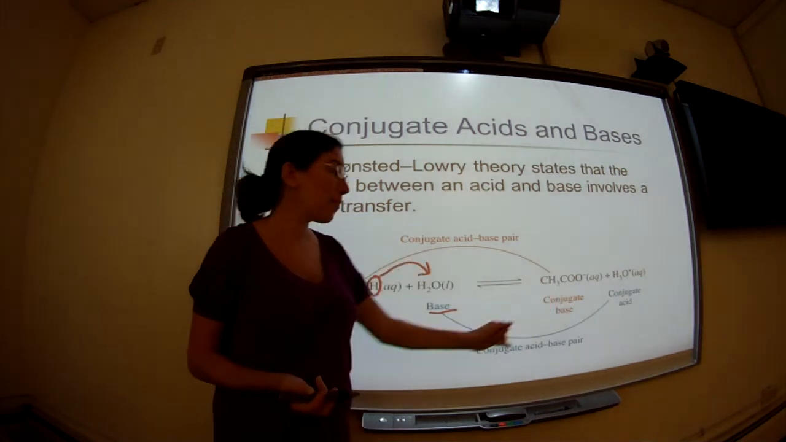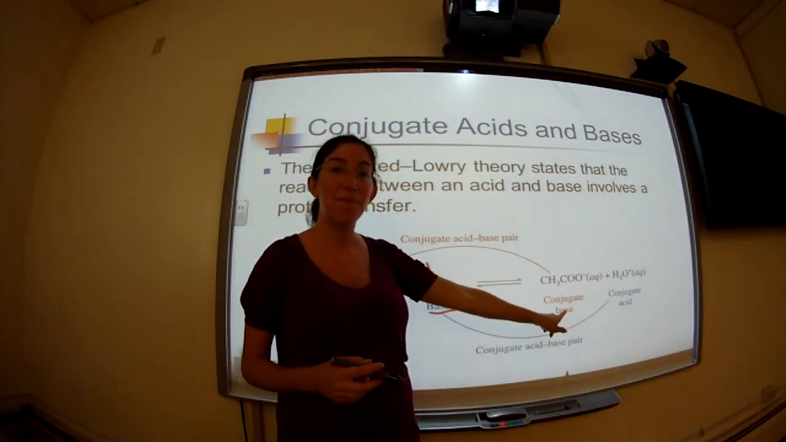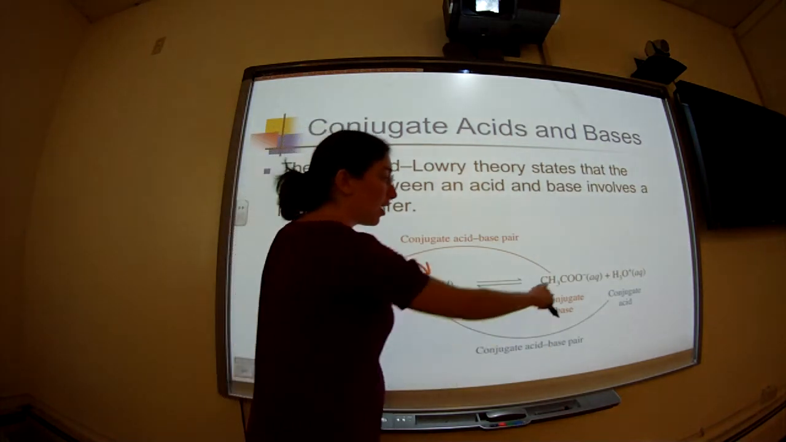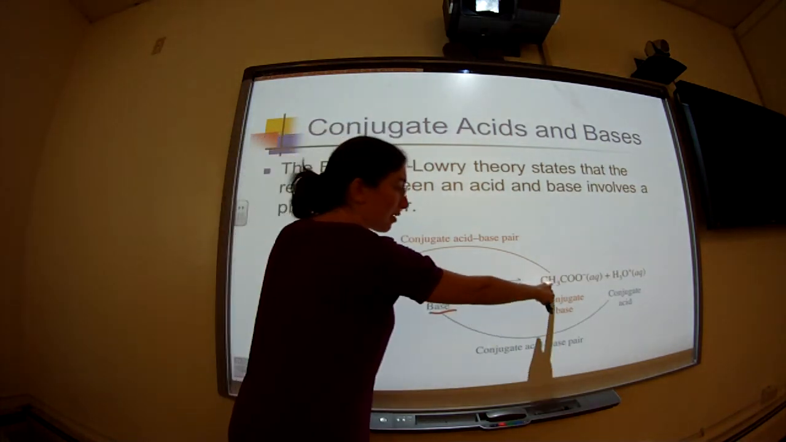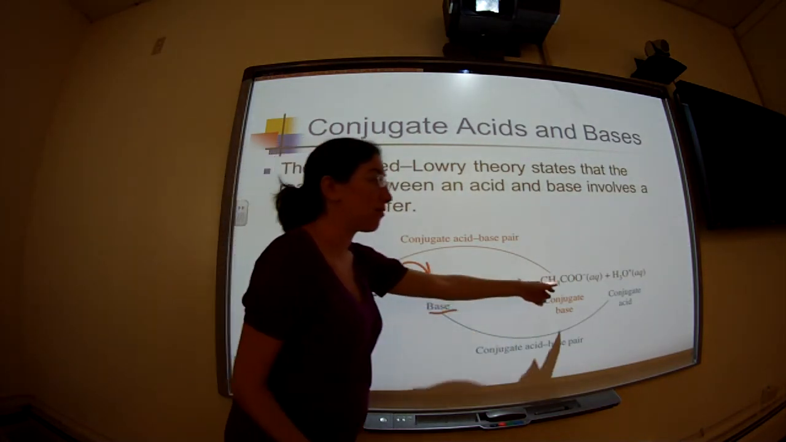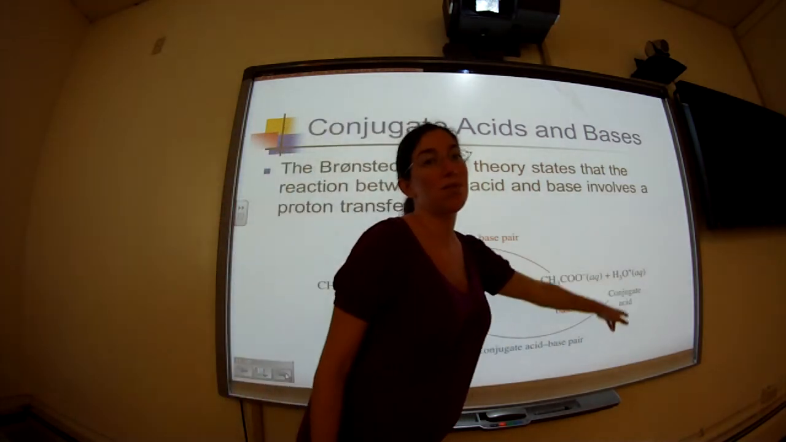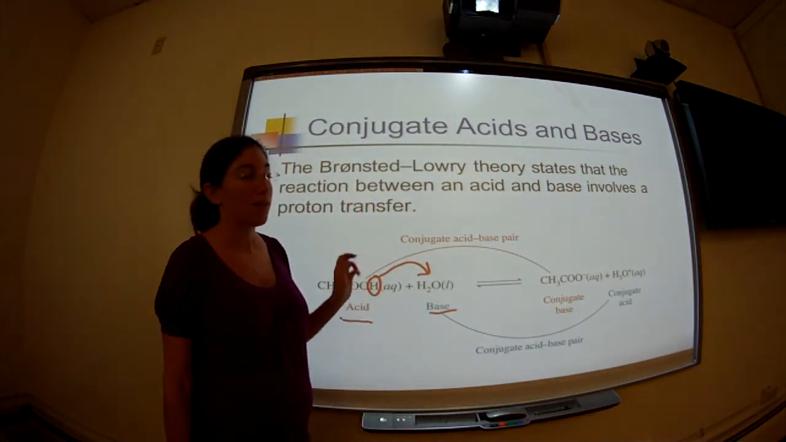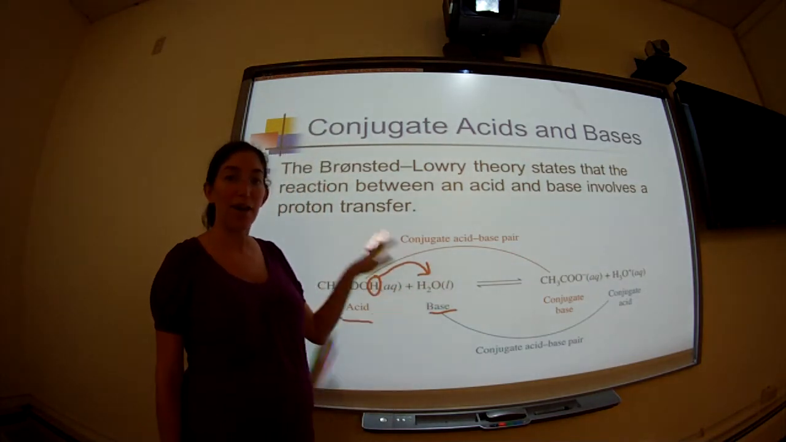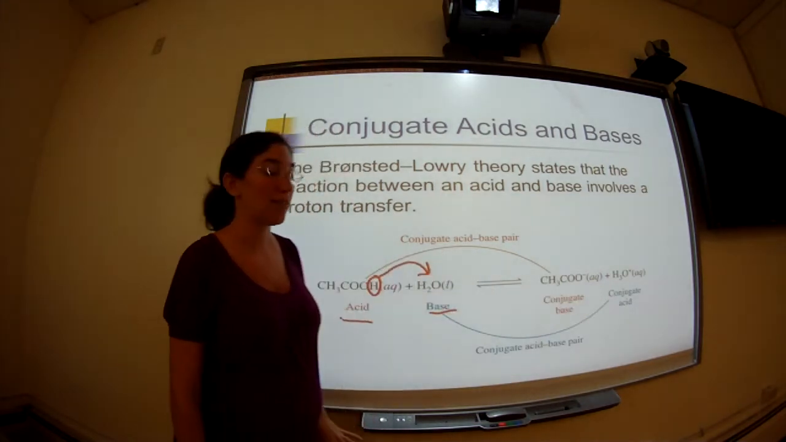Now, what happens is the product of this acid becomes a conjugate base. Because in the reverse reaction, this acetate molecule gains a proton. It accepts a proton. So in the reverse reaction, it is a base. Same thing with the hydronium ion. In the reverse reaction, it acts as an acid. So therefore, it is the conjugate acid. So acids and bases we identify on the reactant side, and then each of them has a conjugate base and a conjugate acid.